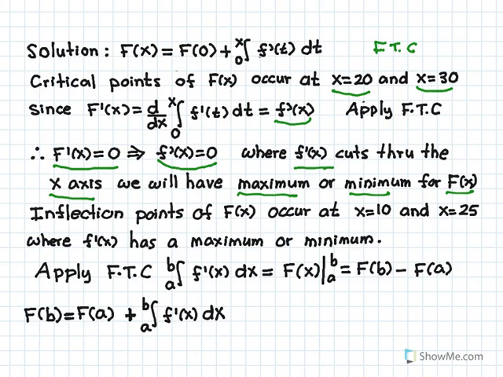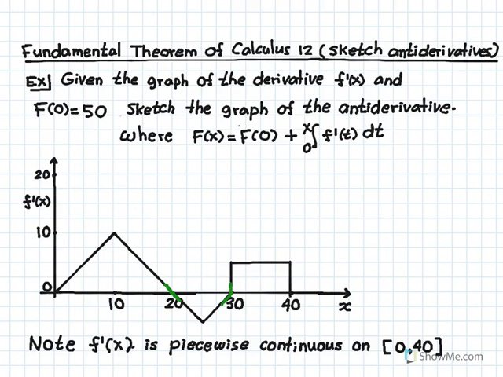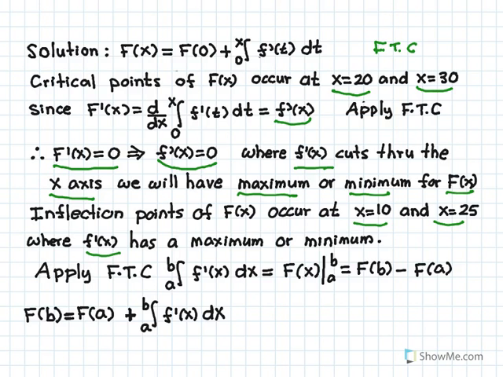What about the inflection points? Inflection points of capital F of x occur at x equals 10 and x equals 25, where f prime of x has a maximum or minimum. So looking at the graph of the derivative, you can see how the derivative graph has a maximum at x equals 10, and a minimum at x equals 25. And that's where we're going to have inflection points for the antiderivative.